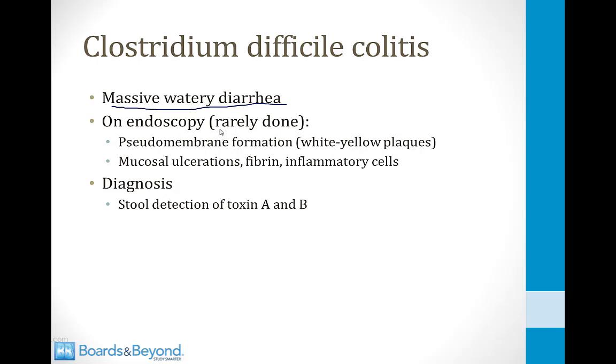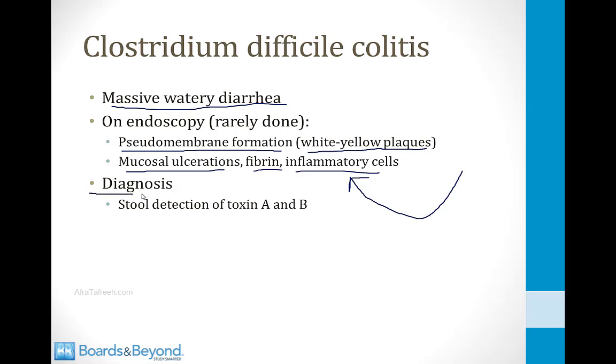If you do an endoscopy, which is rarely done, you'll see something called a pseudomembrane. This is a white-yellow plaque in the colon, and it's caused by ulcers in the mucosa and fibrin deposition and inflammatory cells, and all this is the result of the toxin. C. difficile colitis is sometimes called pseudomembranous colitis for this reason.